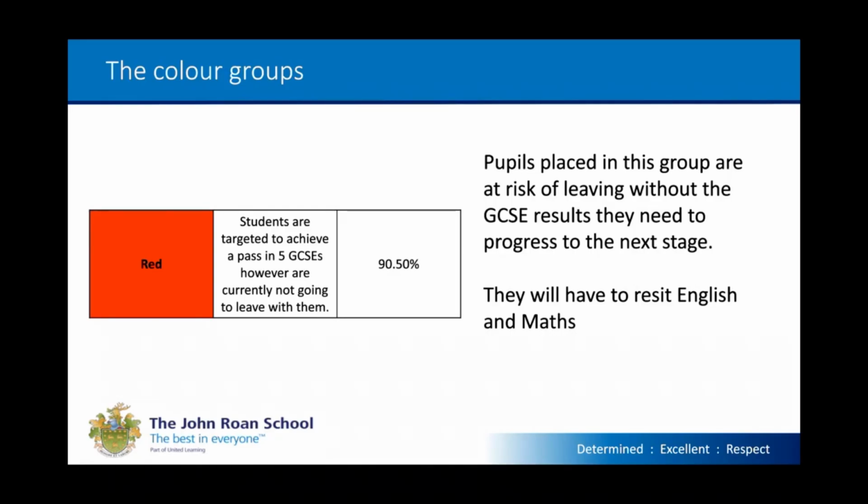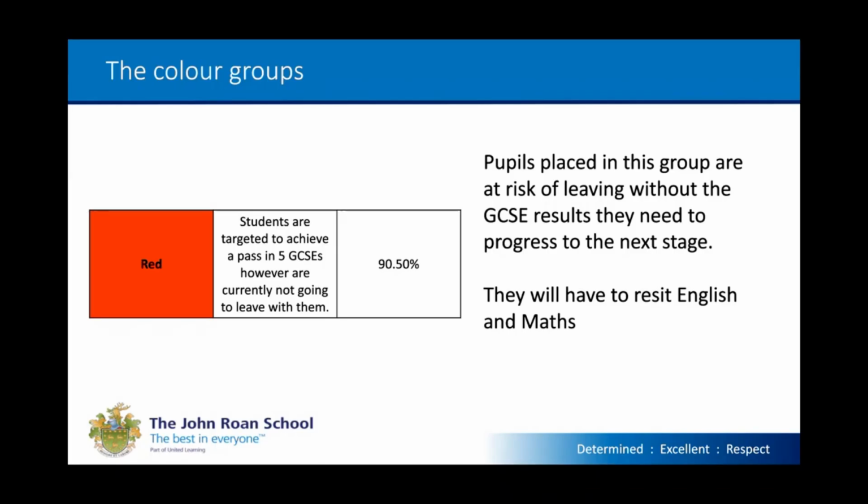Now, we can see here again that attendance has a huge role to play. Students that were in the red group last year had an average attendance of 90.5%. So again, like Mr. Duncan said, it really does have an impact, and being in school every day is absolutely vital. Now, as I said at the start before I went through the coloured groups, these will be shared with you after we get the data from Mock 1.